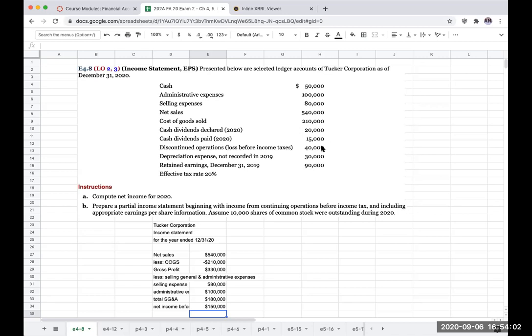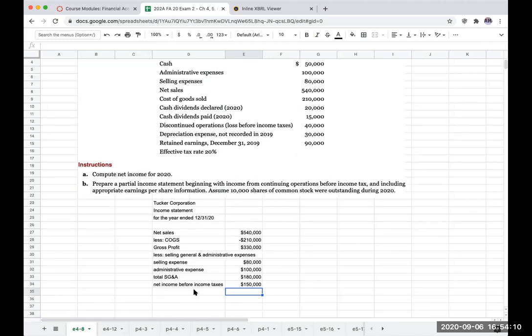Discontinued operations. So one of the things is that this is net income. Let's go through this. This is our net income before income taxes, and then we're going to have our income tax expense. Our income tax expense is going to be 150,000 times 20%. Why am I getting 20%? That's our effective tax rate.